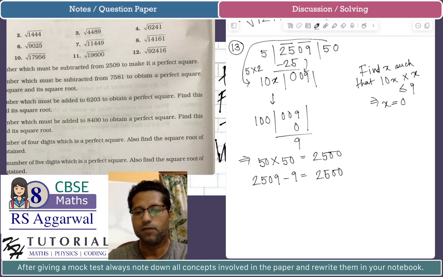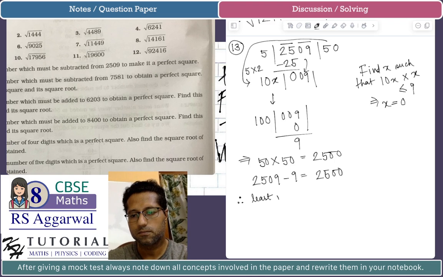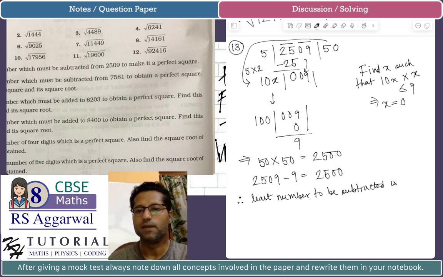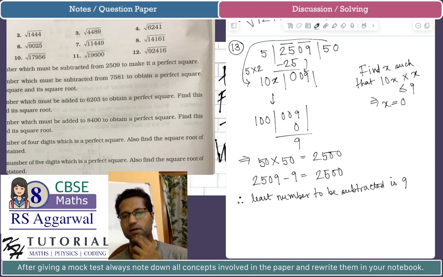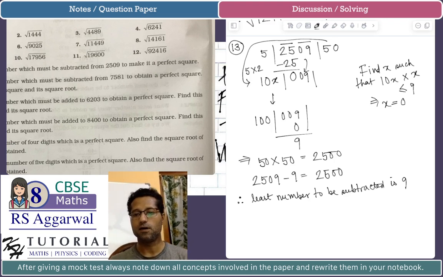So therefore the least number to be subtracted is 9. Since we are having a remainder of 9, 9 has to be the least number which, when subtracted from the given number, will make it a perfect square. After subtracting 9 from the given number, it becomes 2500, which is the square of 50.